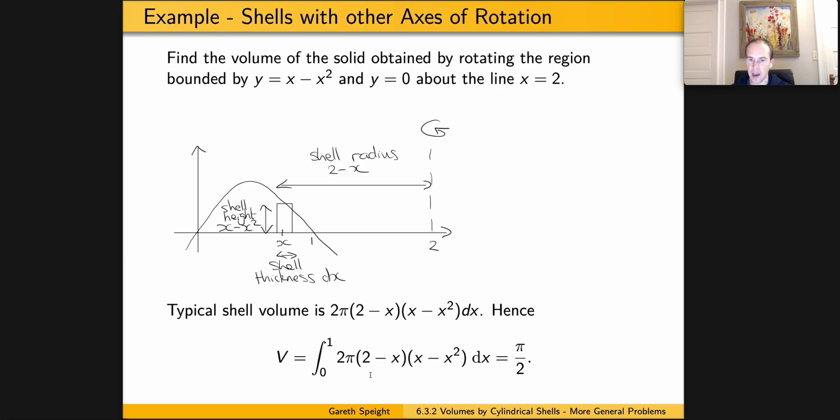Okay, we would pull out the 2 pi, multiply out everything in terms of x, use fundamental theorem of calculus, find the antiderivative, plug in the endpoints, subtract. It would be a bit of a calculation, but in the end, you'll get pi over 2.